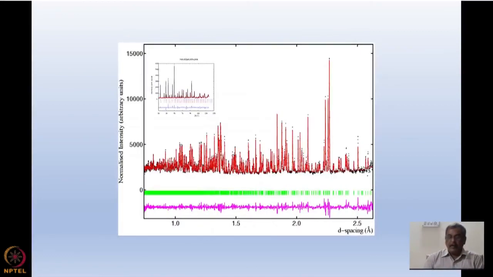Now I show you the data from HRPD. The first thing you can notice is that because the resolution is extremely good, the peaks are extremely narrow. But the other part is that if you see this x-axis, it is d-spacing.